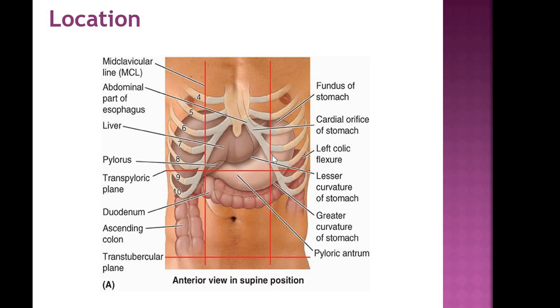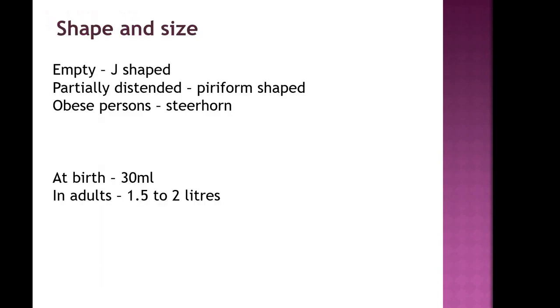Stomach is situated in the upper and left part of the abdomen. Anatomically it is situated in the quadrants, that is the epigastric, umbilical and left hypochondriac region. Most of the stomach lies behind the left costal margin in the thoracic cavity.